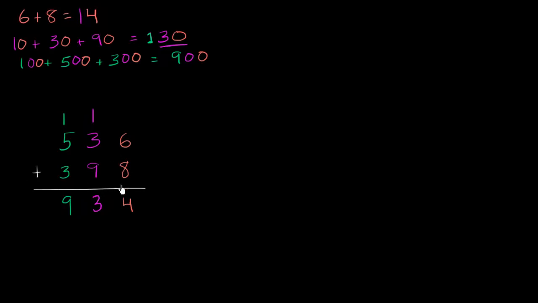Now let's do the exact same addition problem that we did in the last video, but I'm going to expand out these numbers so that we really understand what's going on when we're doing all of this carrying. So this 5 is in the hundreds place, so it really represents 5 hundreds, or 500. 3 represents 3 tens, because it's in the tens place, so it represents 30. And the 6, well, just represents 6 ones, or 6.